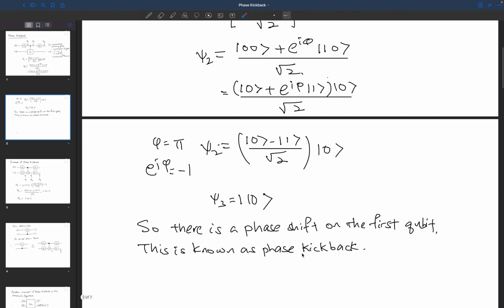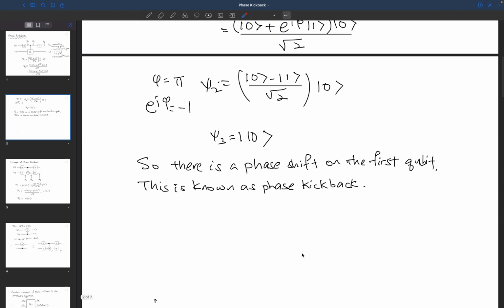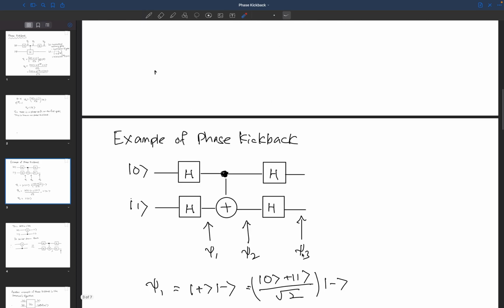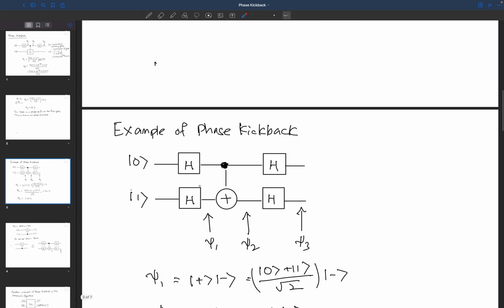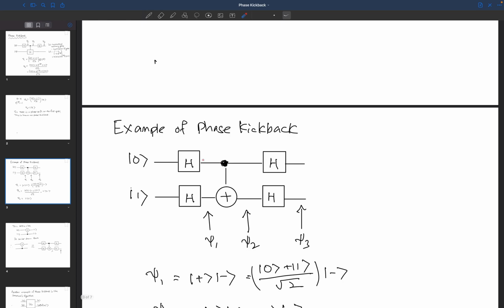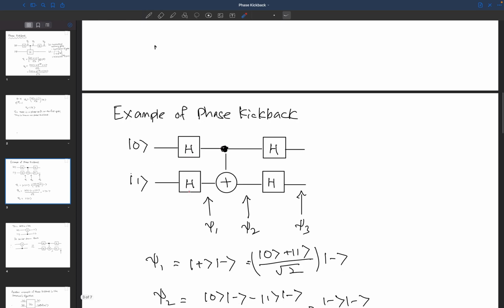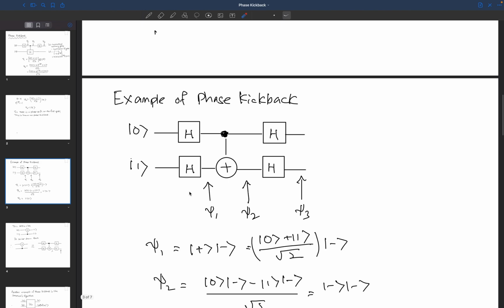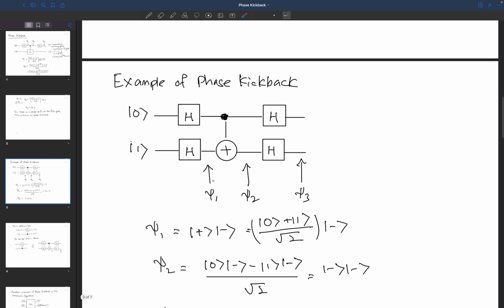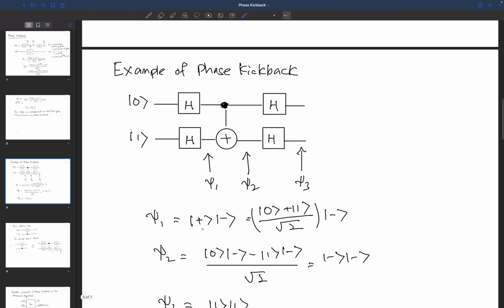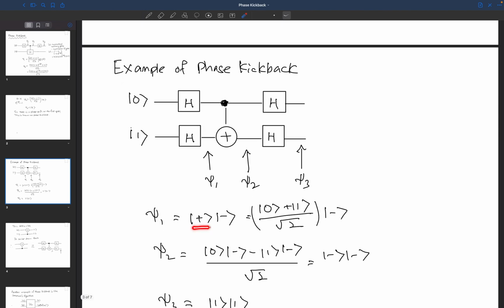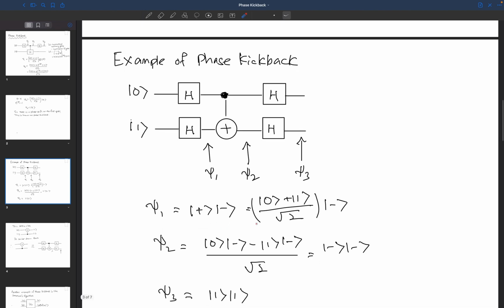Let's look at some examples of phase kickback. The first example is a CNOT gate sandwiched between a pair of Hadamard gates. So at this point, psi 1 is given by plus state and minus state after the two Hadamard gate operations. And the plus can be written in this way.